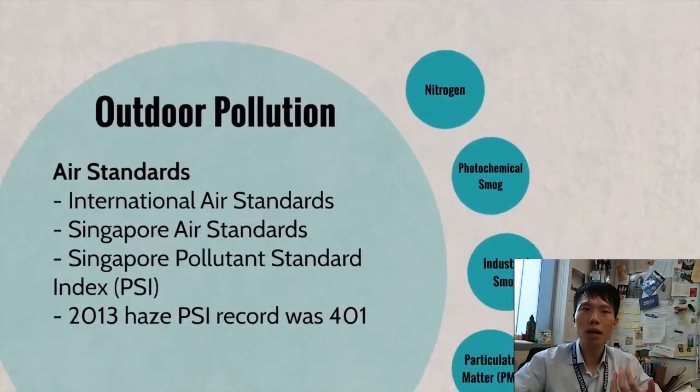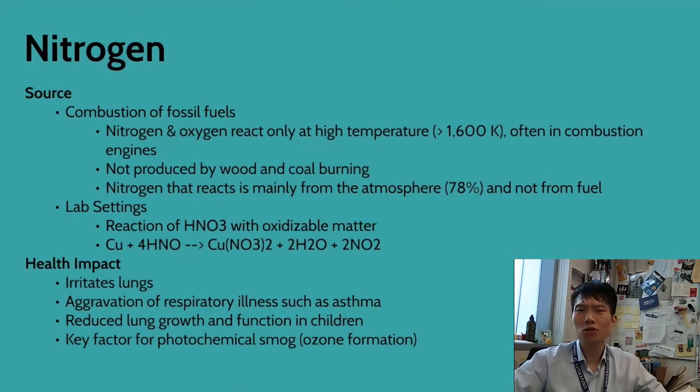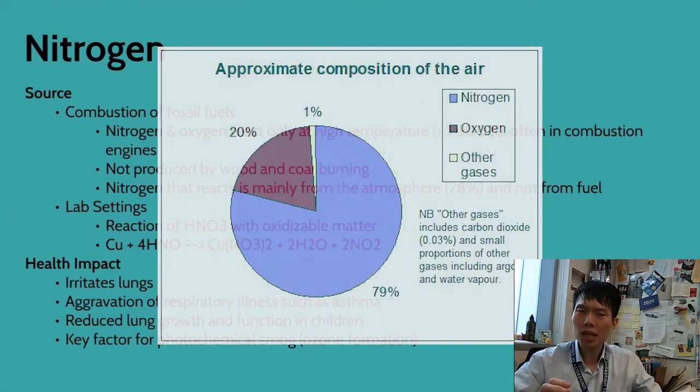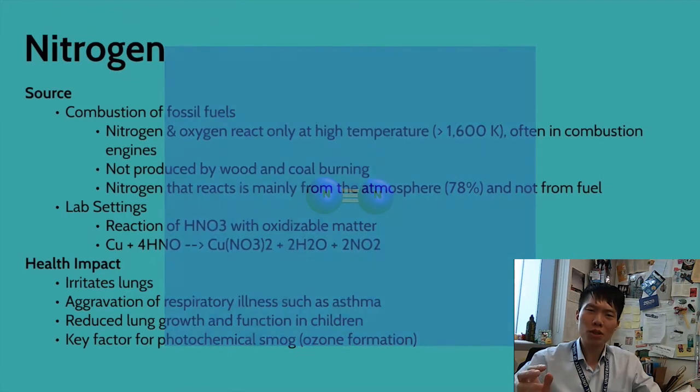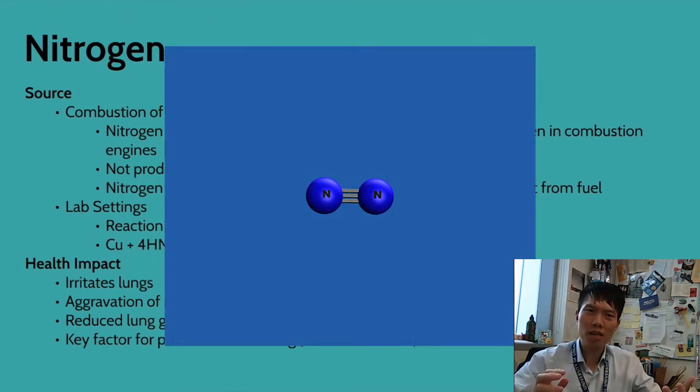So first, about nitrogen. Why did we talk about nitrogen? Nitrogen is a gas. Why? Remember, nitrogen makes up about 78 to 79% of the atmosphere, and the N≡N triple bond is just very inert. It's so hard to break, right?